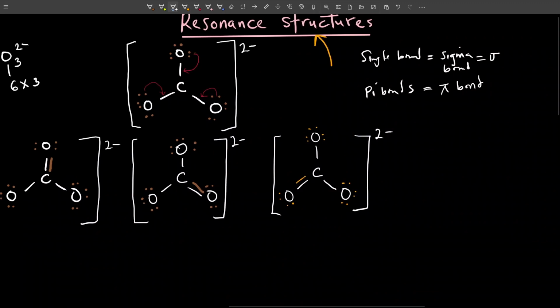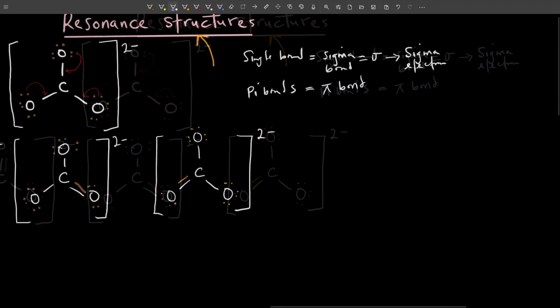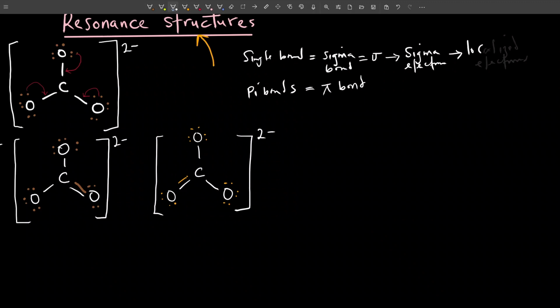The one thing you should know is this: sigma bonds, write this over here, contain electrons called sigma electrons, and these electrons are localized electrons. While pi bonds contain a kind of electrons called pi electrons, and pi electrons are delocalized.